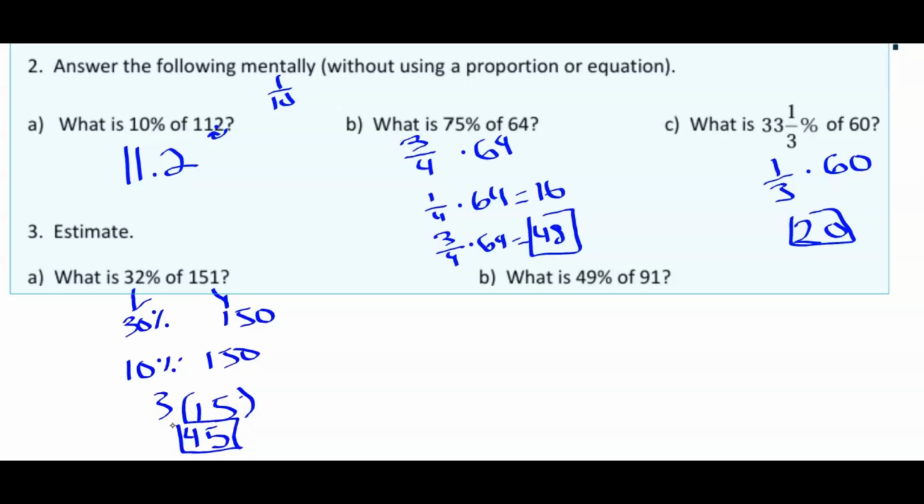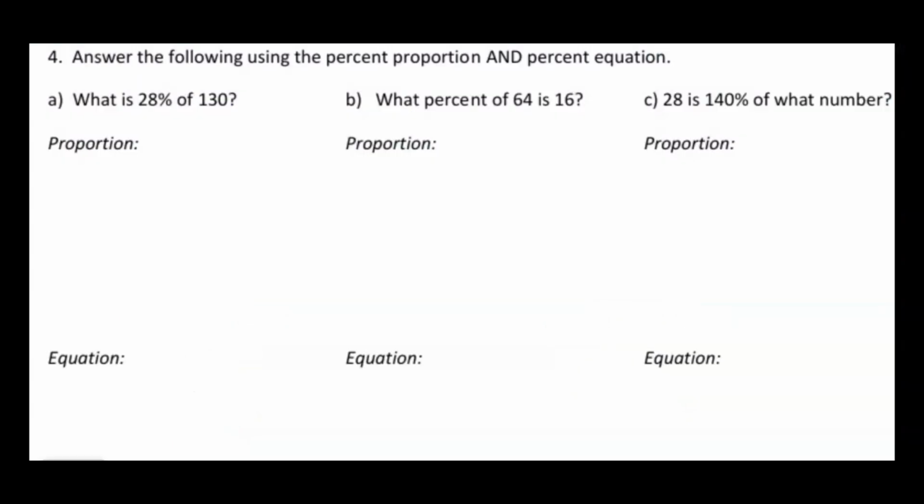Alright, same concept for letter B. 49% is close to 50%. 91 is close to the number 90. 50% meaning I'm trying to find half of 90. Half of 90 gives us 45. On to the next question.